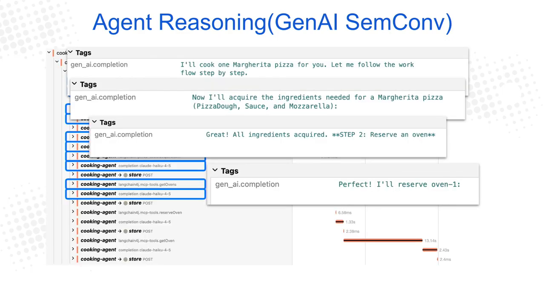The thing that I'm trying to show you here with semantic conventions is that if you only look at the properties that are being set by the traces related to GenAI, you can actually have the full story of what the agents were doing.